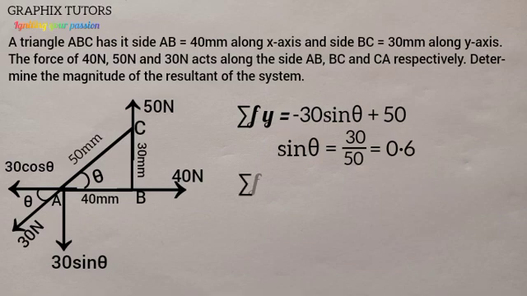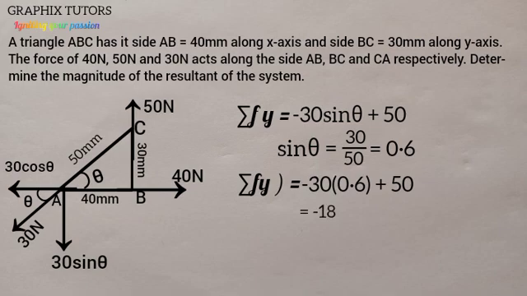So what is the expression above? That is minus 30 sine theta. So I will not put sine theta anymore. I'm going to put 0.6, because 0.6 is now representing sine theta, plus 50. Now minus 30 times 0.6 is minus 18, plus 50. So that will give us what? 32 Newton. So we've gotten that.